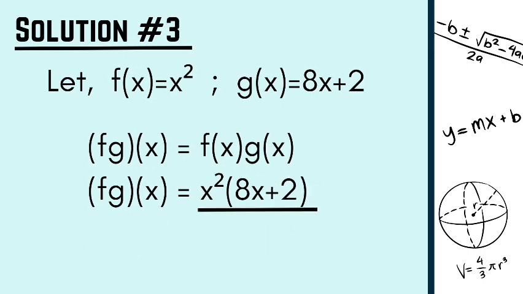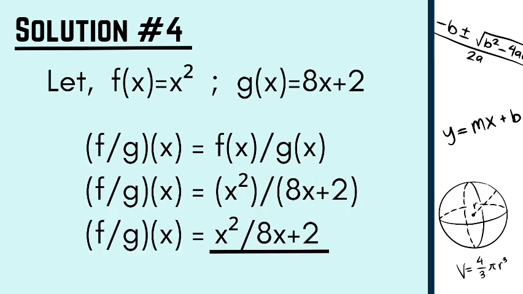The third solution is for the multiplication, the fg. So fg of x is equal to f of x multiplied by g of x. So simply substitute the value of f of x and g of x. So the final answer is fg of x is equal to x squared multiplied by the quantity 8x plus 2.